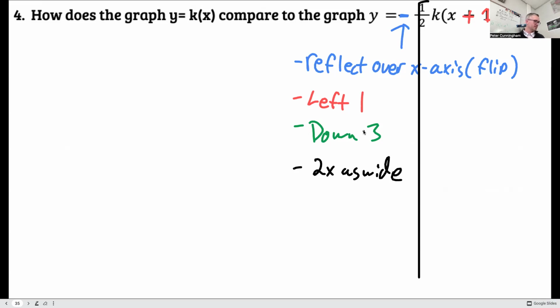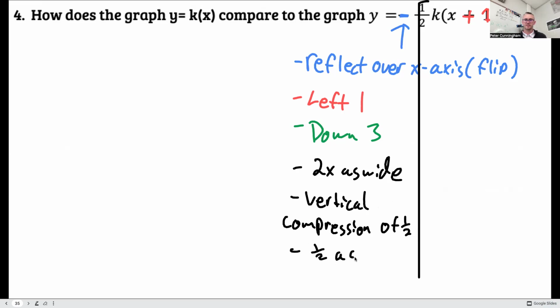2 times as wide. It's a fraction, so we could say it's a vertical compression of 1/2. You could also say it's going half as fast. Right, so it would be a wider parabola. Questions on that?